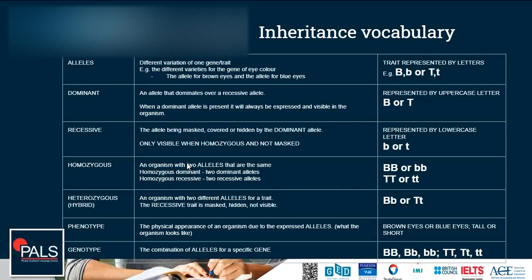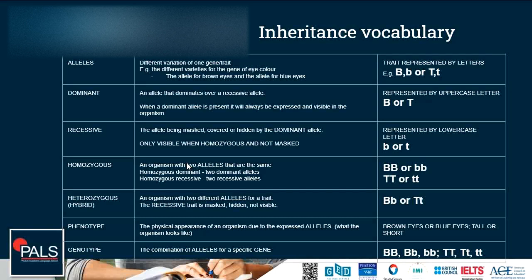So let's start with alleles. Alleles are different variations of one gene or trait. These different alleles usually originate from mutations, genetic changes in our genes. So one gene may have several different alleles. For example, the different varieties of the gene for eye color.